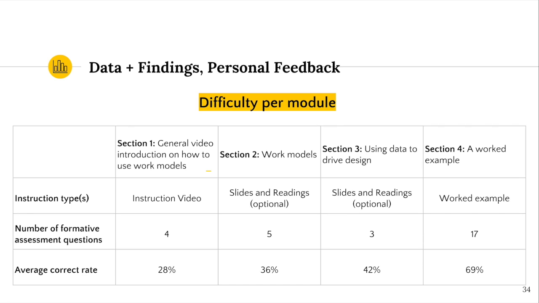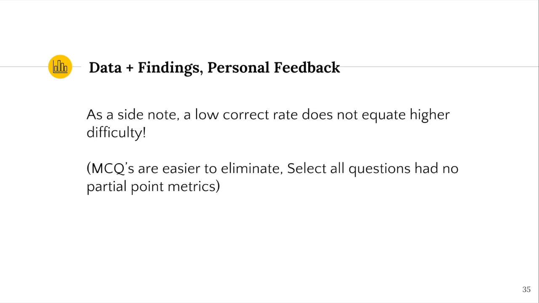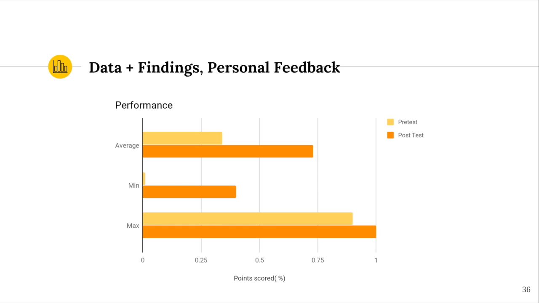This is a table that depicts the number of questions in each section and the average rate at which students were able to successfully answer all the questions. So the average correct rate for each of the modules is depicted here. You can notice an incremental trend, however, that's purely coincidental because a lower correct rate does not equate to higher difficulty. A, because these modules are completely independent from one another, and B, because they had different kinds of questions. So sometimes MCQs are easier to eliminate, and select-all questions are harder to score on.